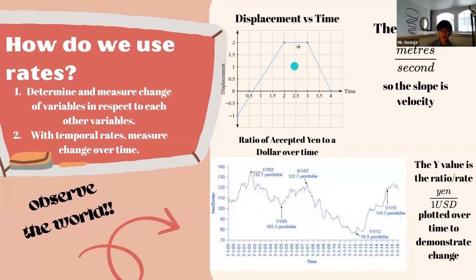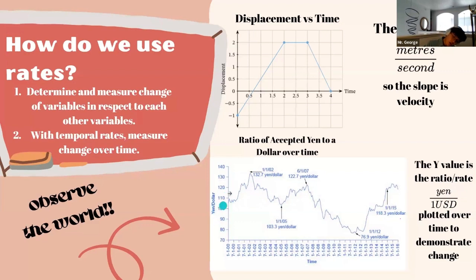All right, that's good. So basically here there is no velocity because the slope is in and of itself the velocity. And so once there's no slope, there's no velocity. It's right there. All right, so here's another example. The ratio of yen to $1 over time. So basically the Y value is the ratio or rate. So the Y value itself is the rate.